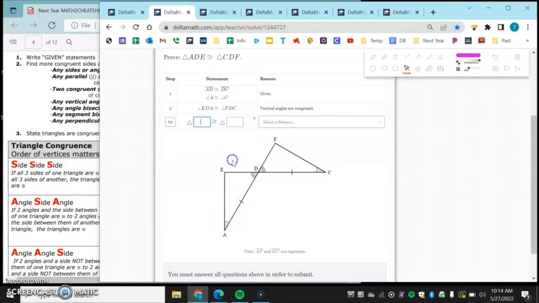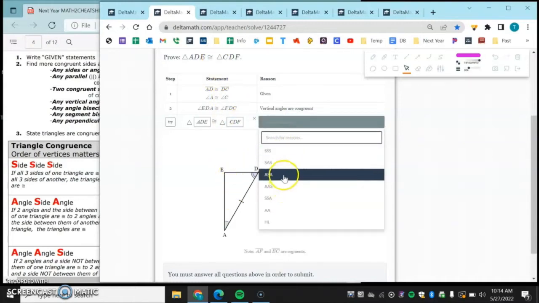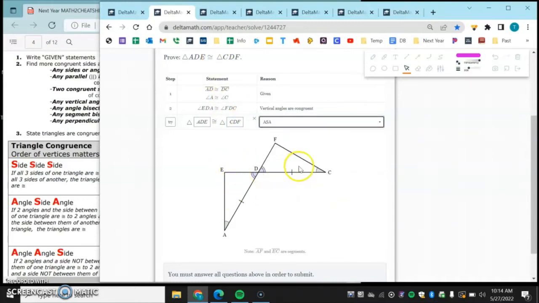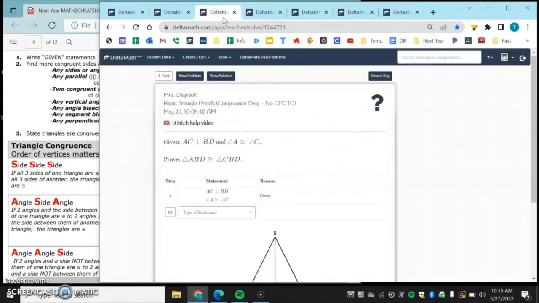So I'm going to type that these two triangles are congruent. Remember, I could just basically copy what it says up here, and the order does matter when you're naming the triangles. And the reason we would use for this is angle, side, angle, because the side that is congruent is formed by the two congruent angles.